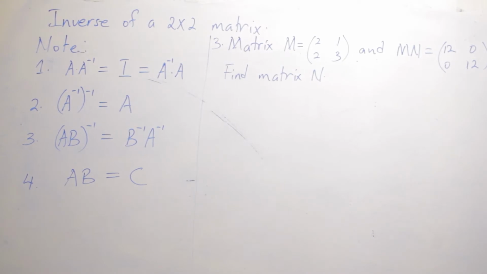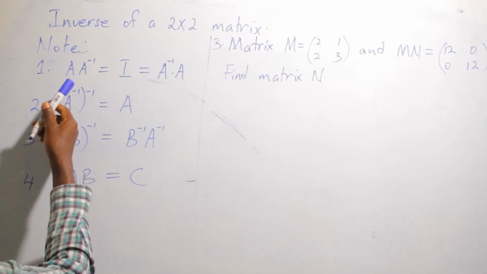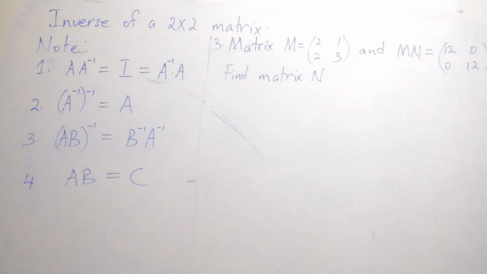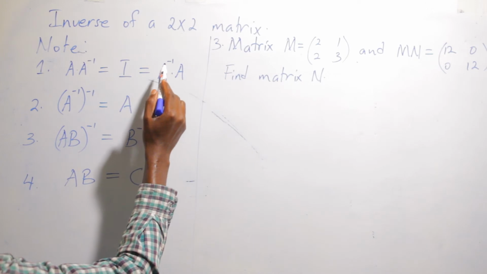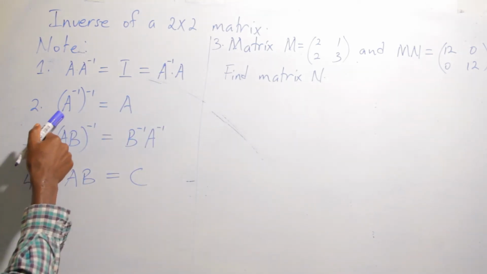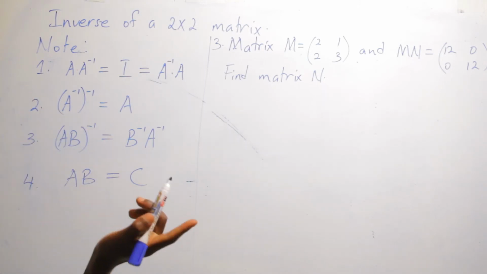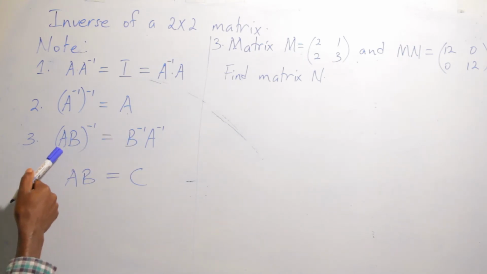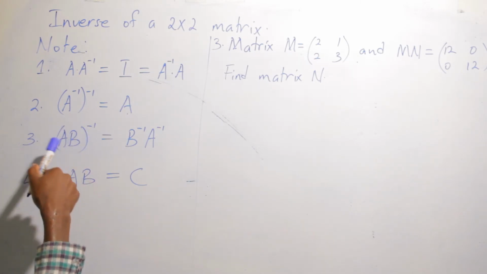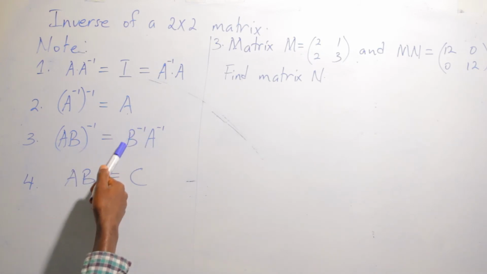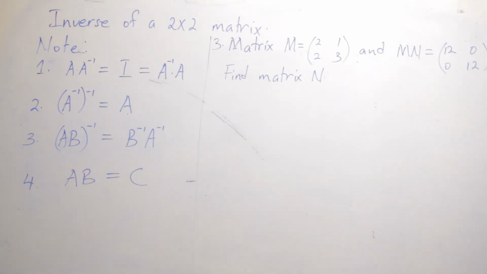Now we have to note some things. When we have matrix A times its inverse, that gives us an identity matrix, which is the same as the inverse times A. Then if we have the inverse of an inverse, that takes us back to the original matrix. Then if I have (A times B) inverse, it is the same thing as the inverse of B times the inverse of A.